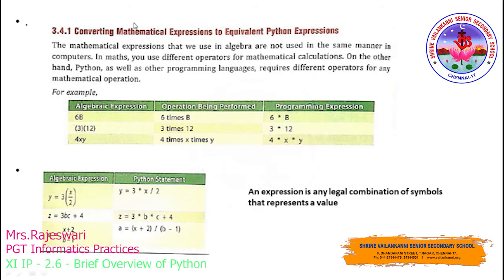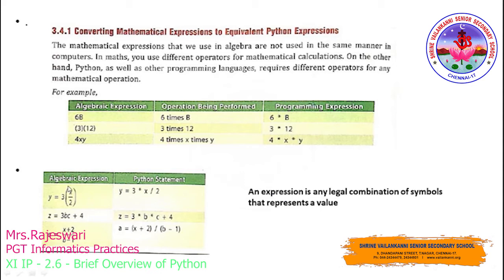Now we are going to see how to convert a mathematical expression into an equivalent Python expression. As I have told you, the operators which you use in maths are not the same as those we use in programming languages, so it differs slightly. See here, 6b is given in the algebraic expression. So 6b means 6 times b, which is 6 into b, right? But when we express it in the program, you will write 6 asterisk b, which means 6 times b. Similarly, other examples are given.